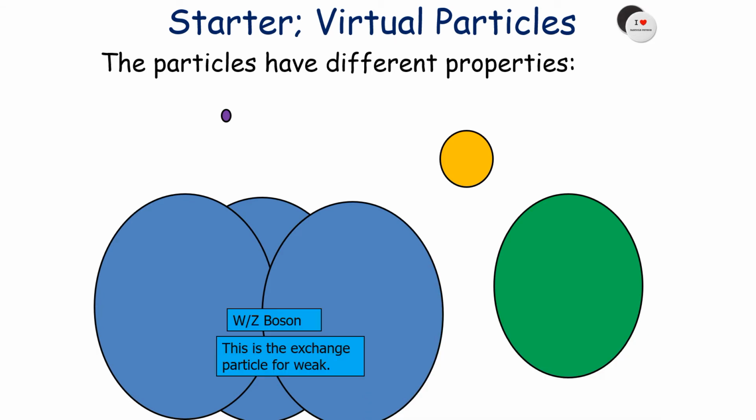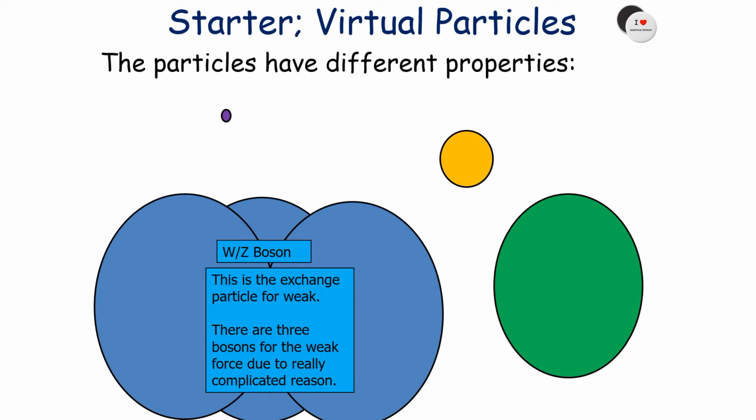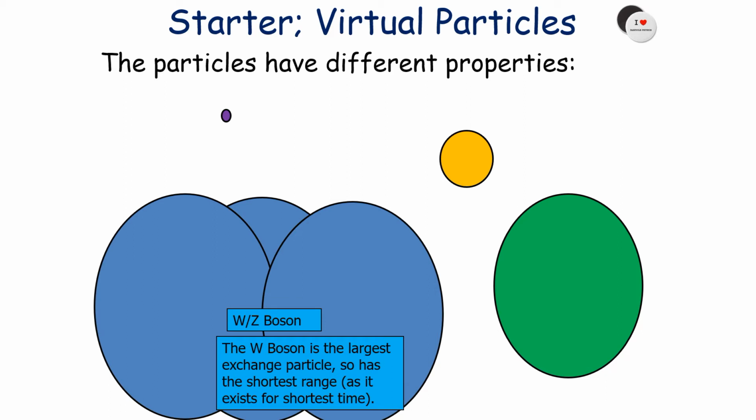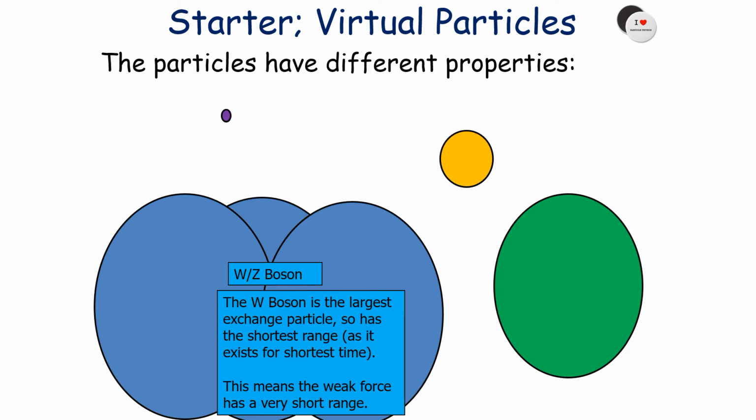And you've got the W and Z bosons, which are the exchange particles for the weak interaction. Now there are three bosons for the weak force for a really complicated reason. It's to allow the quantum isospin and hypercharge to be conserved in decays. Now the W boson is the largest exchange particle, so has the shortest range, as it exists for the shortest time. So this means the weak force has a very, very short range.